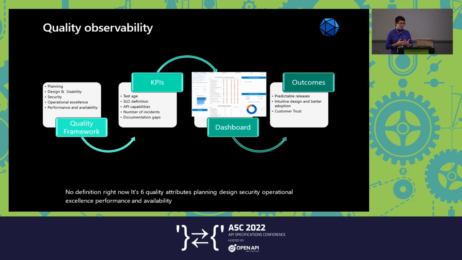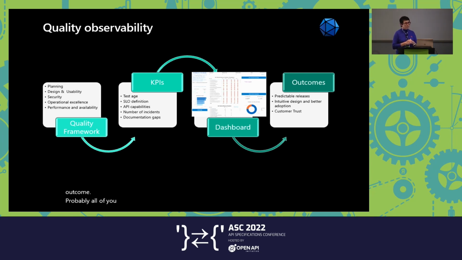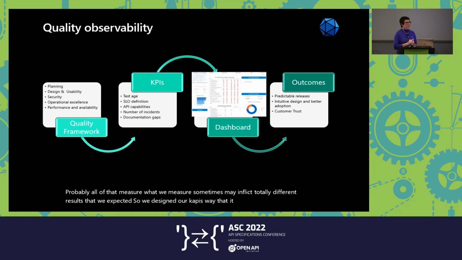For every quality, we have a KPI. A KPI is basically an important metric, how we try to understand that this particular area of quality is successful for an API, and also it's a metric which promotes positive outcome. Probably all of you know that what we measure sometimes may inflict totally different results than we expected. So we designed our KPIs in a way that encourages outcomes we expect APIs to have.